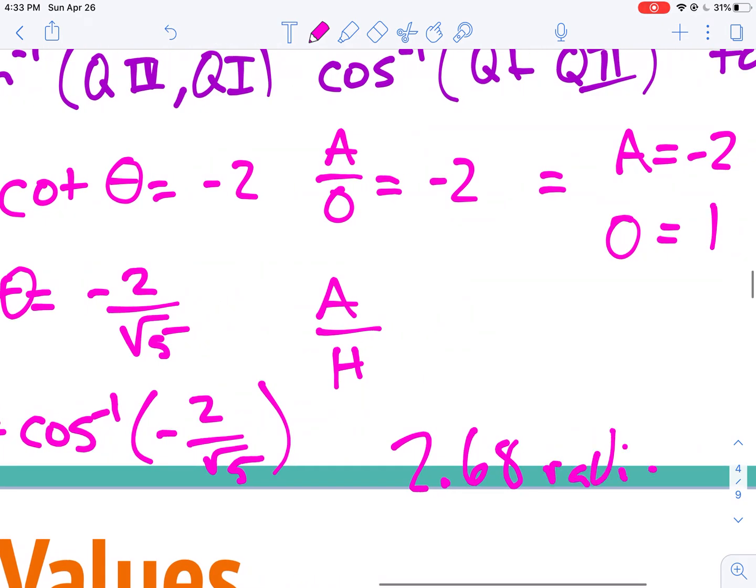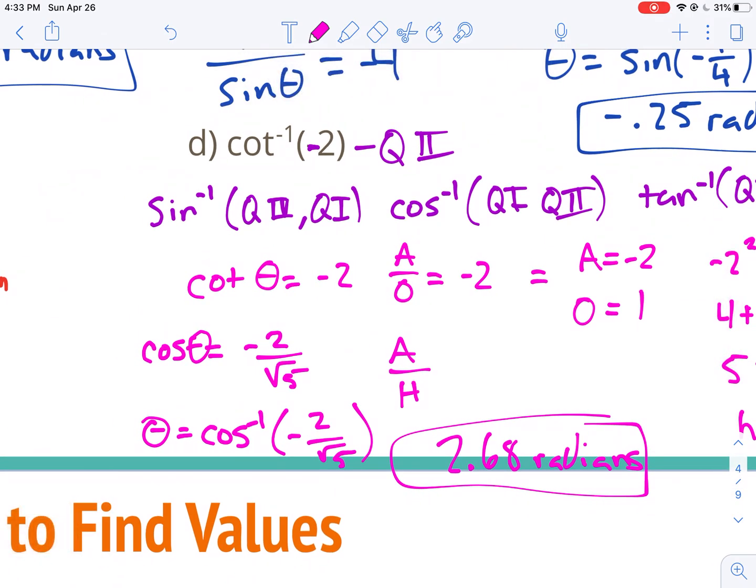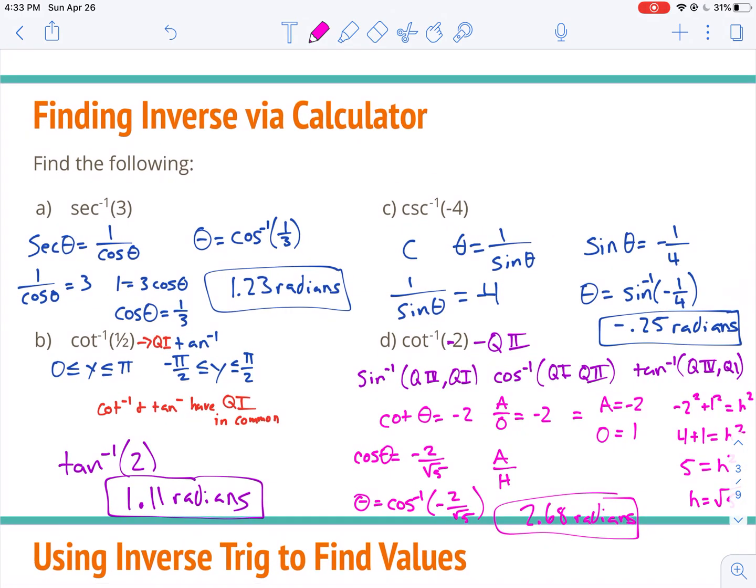This one does fall in quadrant 2. This does work out in my favor. So the cotangent on the calculator gets a little bit complicated. Secant and cosecant are very straightforward. They're very easy. I just take the reciprocal of sine or cosine, depending on if I'm talking about cosecant or secant.